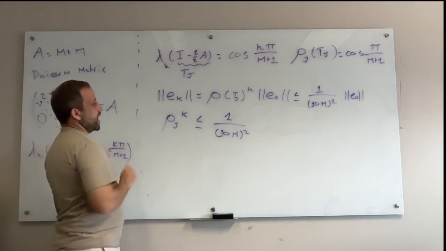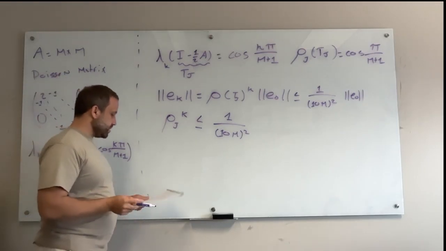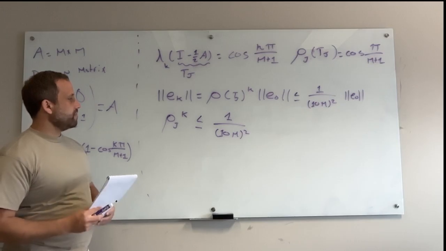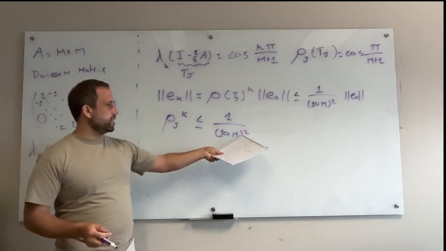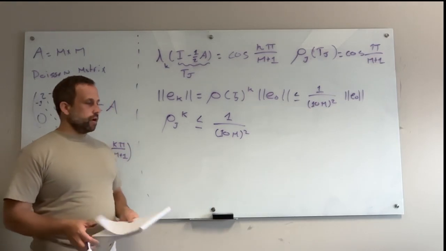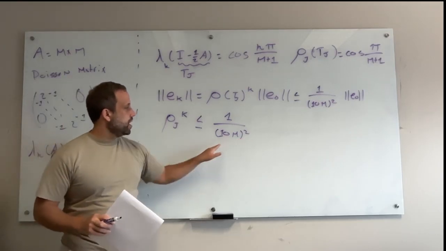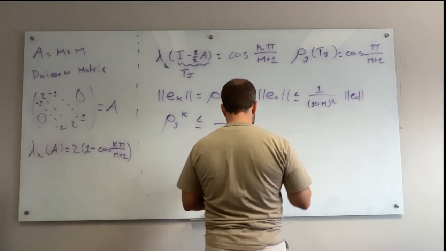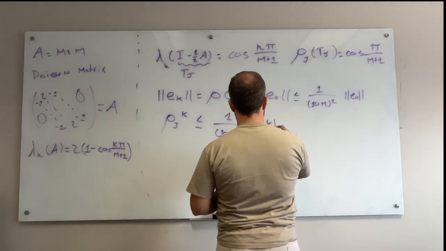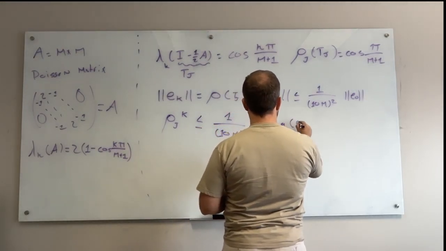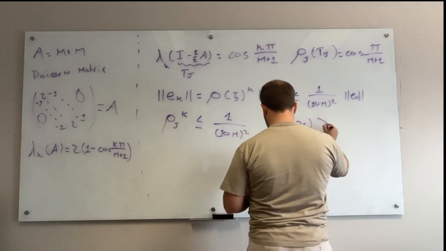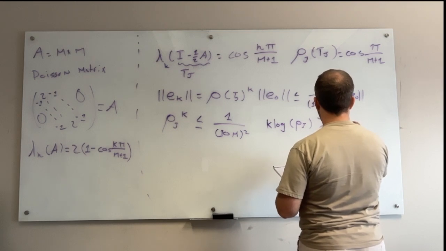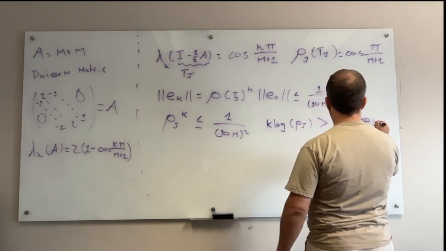Okay, so we want to see what k needs to be. If we take this and rearrange it, we take logs of both sides, keeping in mind that we're going to have negative logs over here because we're going to get minus 2 times log of 10m. Then what this tells us is we need to have k times log of rho j to be greater than 2 log 10m.